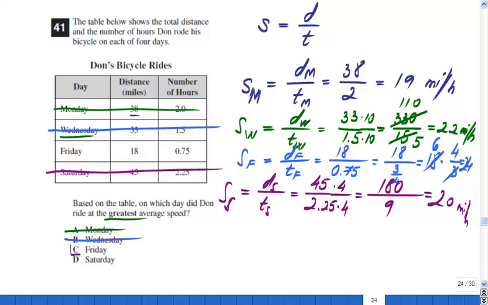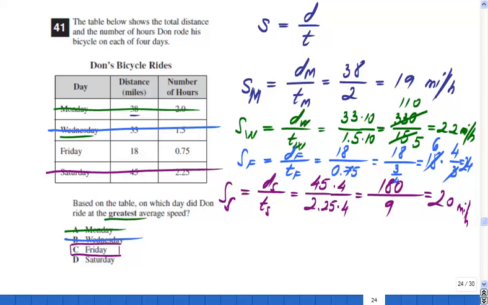Friday seems to be the greatest average speed for some reason. Don was riding his bike faster on Friday for some would say obvious reasons. Why? Well, Friday is the last day of the week. Maybe he was happy that the weekend started and whatever other reasons. Maybe there was a party going on or he was planning to go to a party.